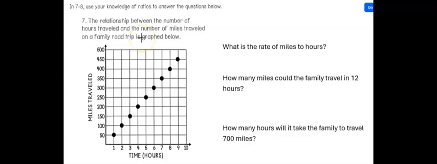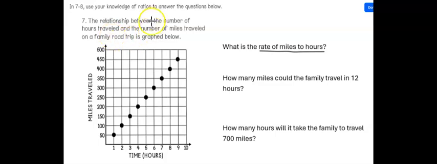All right, in the next problems, it's use your knowledge of ratios to answer the questions below. The relationship between the number of hours traveled and the number of miles traveled on a family road trip is graphed below. Okay, so here is our picture. They've labeled this axis hours, and the miles traveled is on this vertical axis. So we're just going to use the graph to try to answer these prompts. It says, what is the rate in miles to hours?